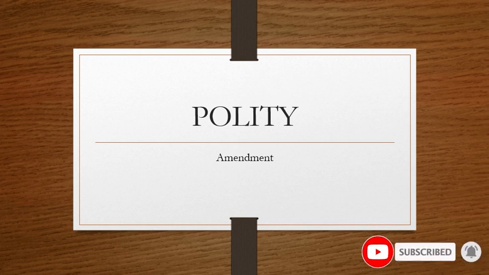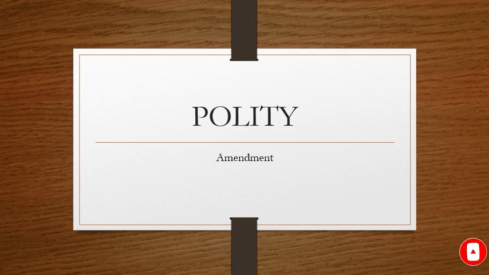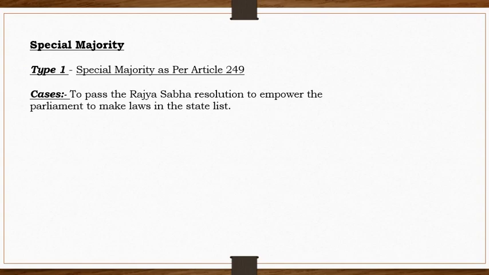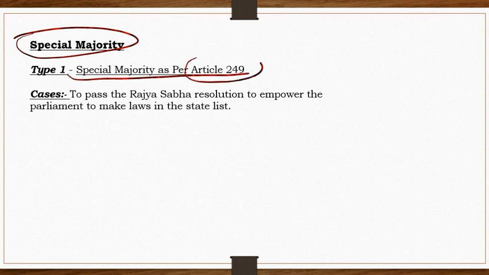In this video, I will be discussing the amendment by special majority. In our previous video, we have already covered the amendment by simple majority. Now, the special majority is of four types. The first one is the special majority as per Article 249.